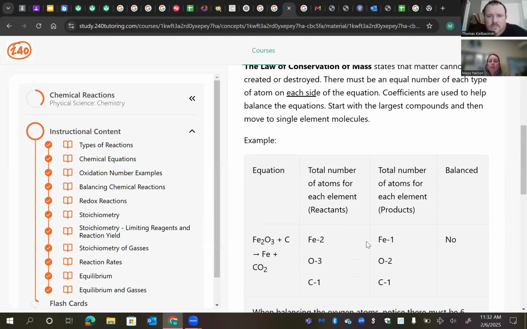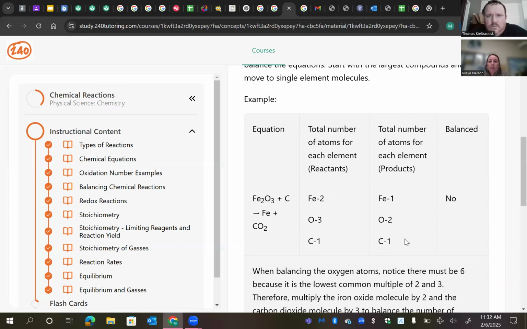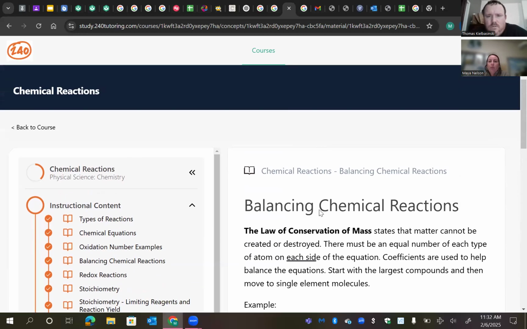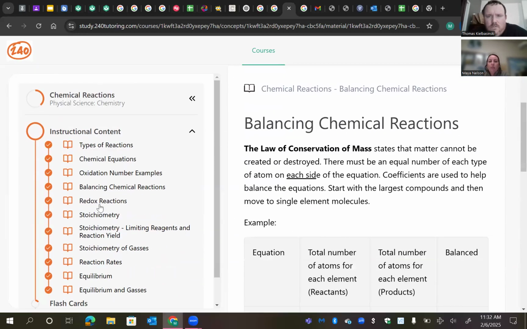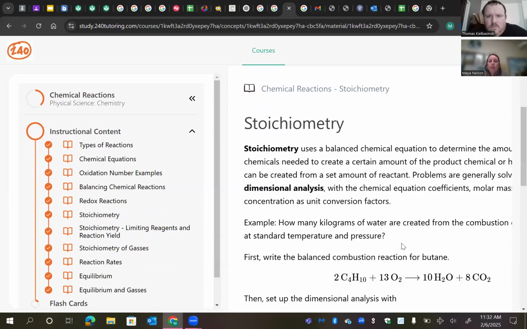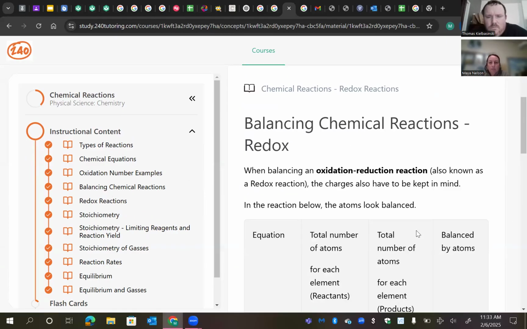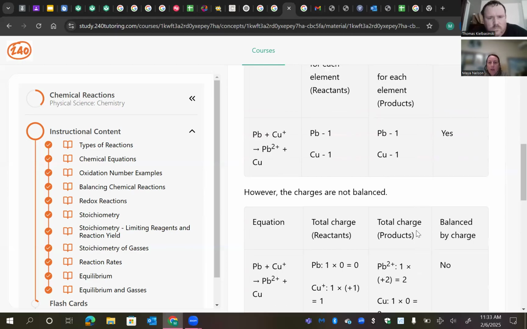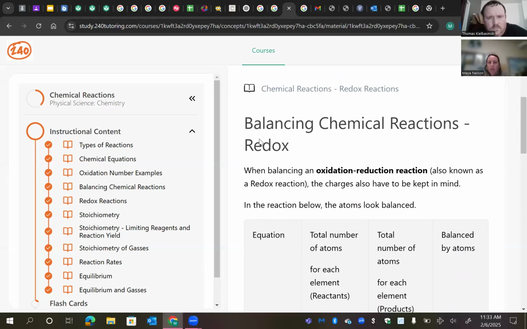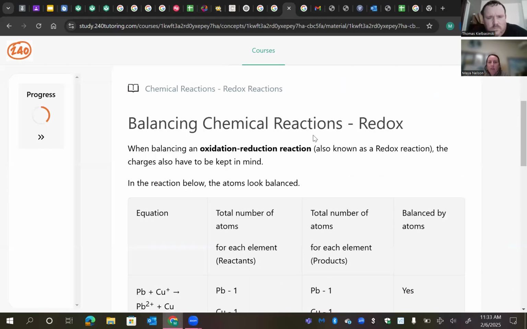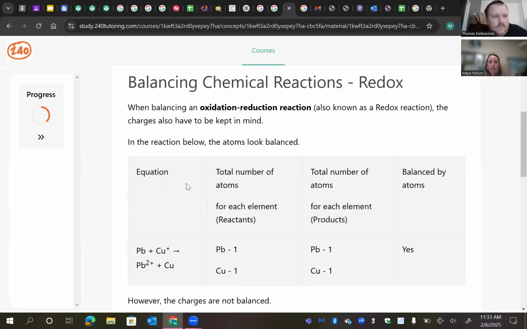Okay, so right now I understand about balancing. I know about balancing. Wait, is this stoichiometry? I understand redox reactions. This I don't know. So balancing a chemical equation: when balancing an oxidation-reduction reaction, I'm just trying to think.